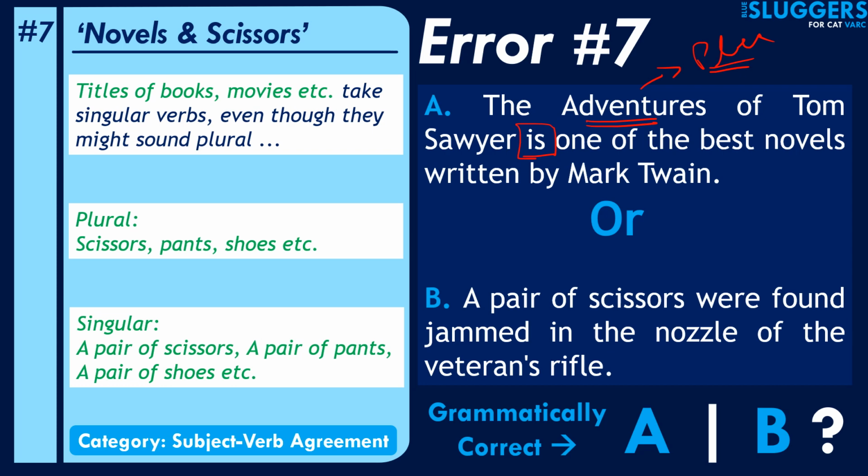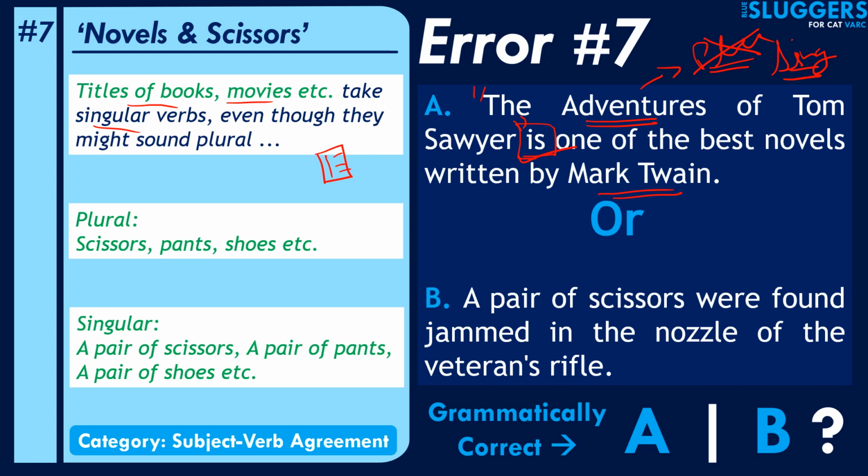But guys, there are sometimes cases where titles of books, movies, plays, or other such items might have a plural quality to them. So when we talk about the adventures of Tom Sawyer here, we're not really talking about multiple adventures. We are actually talking about one of the novels of Mark Twain. So the adventures of Tom Sawyer in this case represents one single book by Mark Twain, and hence this will not be considered plural in nature, rather it will be considered singular. And if it is singular, the correct verb form obviously will be is. So titles of books, movies, films, plays, etc. will take singular verbs, even though the titles by themselves might sound plural, because they are single entities.